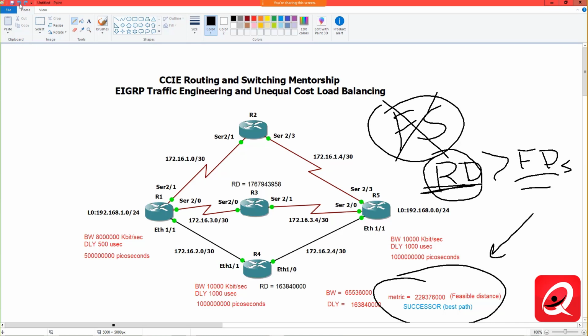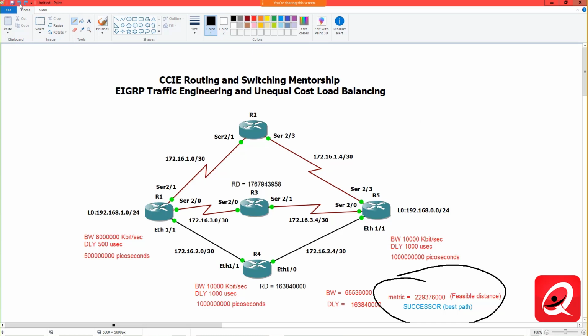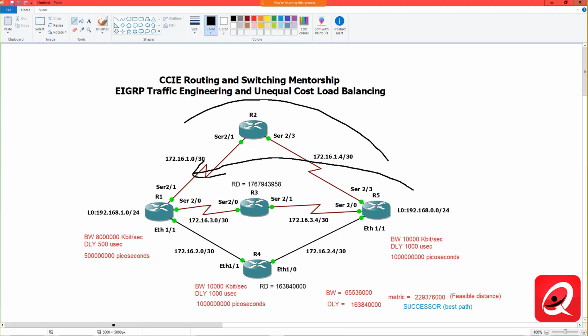The second part of my question is, how can we engineer, which is what we're talking about in this lesson, how can we engineer it so that there is a feasible successor? Any thoughts? Change the metric. Change the metric, but specifically which interface? If I'm looking at the metric for this path and the metric for this path, there's only a specific set of interfaces that I can modify that would allow me to make those paths qualify as feasible successors. In fact, there's only 2 interfaces that I'd be able to modify.